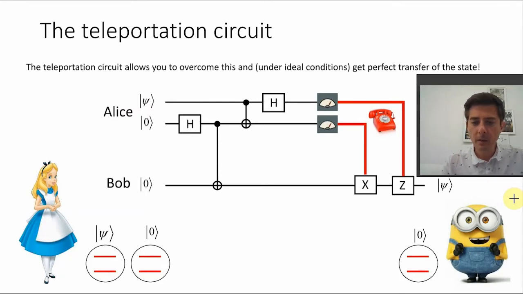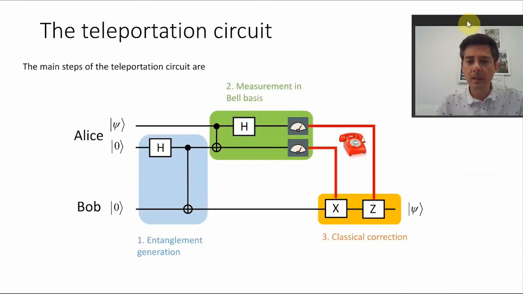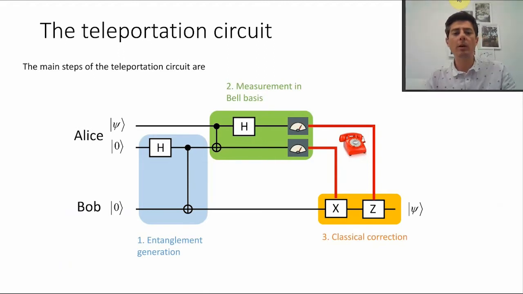All right. The way this circuit works, it can be broken into three main parts. The first part is this blue section here. The purpose of this part of the circuit is to create an entangled state. We've already met entangled states earlier in this course. The sole purpose of this part of the circuit is to create some entangled state.